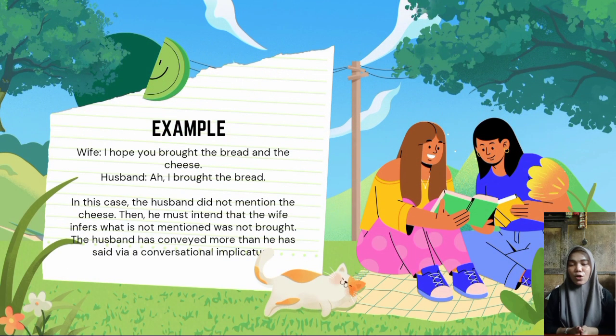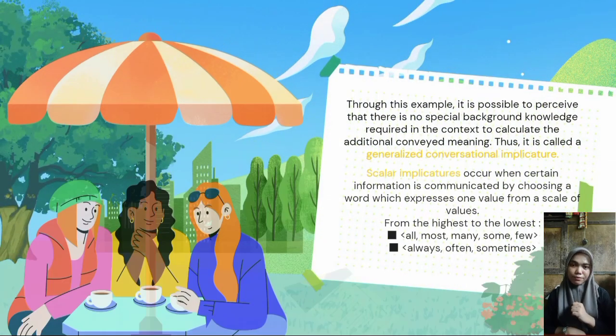For example, wife: "I hope you brought the bread and the cheese." Husband: "I brought the bread." In this case, the husband didn't mention the cheese. Then he must intend that the wife infers that what is not mentioned wasn't brought. The husband has conveyed more than he has said via a conversational implicature.